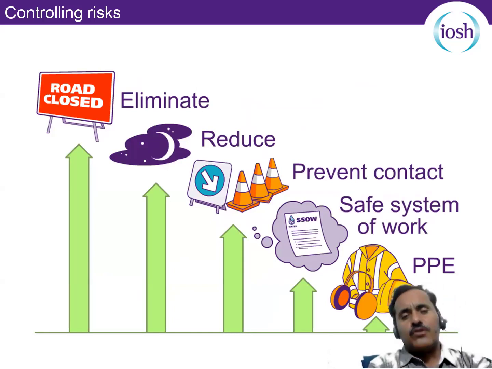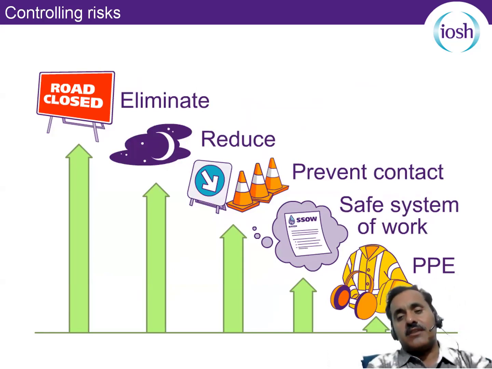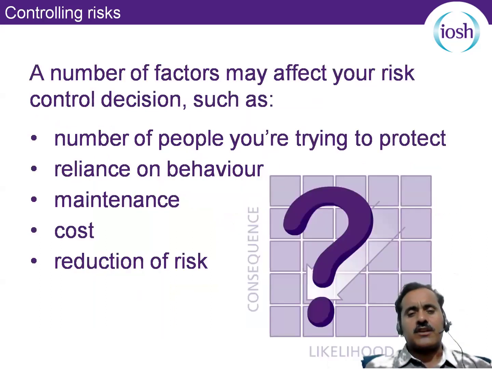Then we will try to reduce. Reduce means we are controlling or shutting off one side and the other side is open. Then we are preventing the contact by using the safety cones. Procedures have been developed and given to the workers. And the last one, even in spite of all these efforts, personal protective equipment is provided to the workers as well.